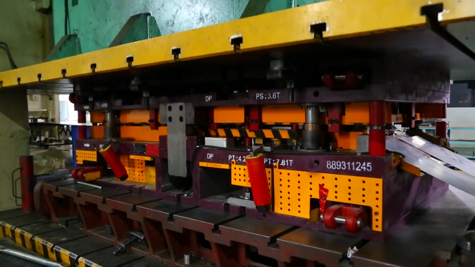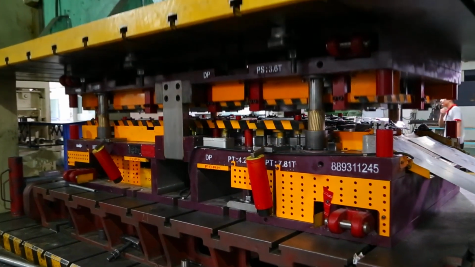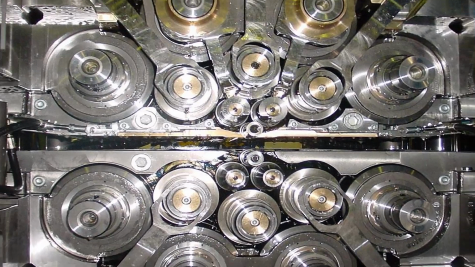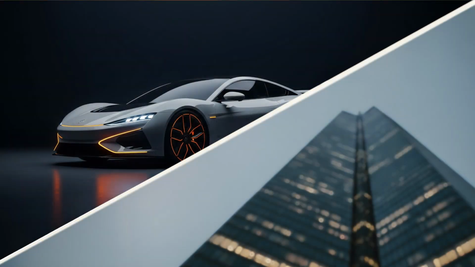Forming is highly material efficient, meaning there's very little waste. It's also great for creating strong parts, since there are no weak points caused by cutting. And thanks to automated presses and rolling lines, forming is used in everything from car manufacturing to skyscraper construction.